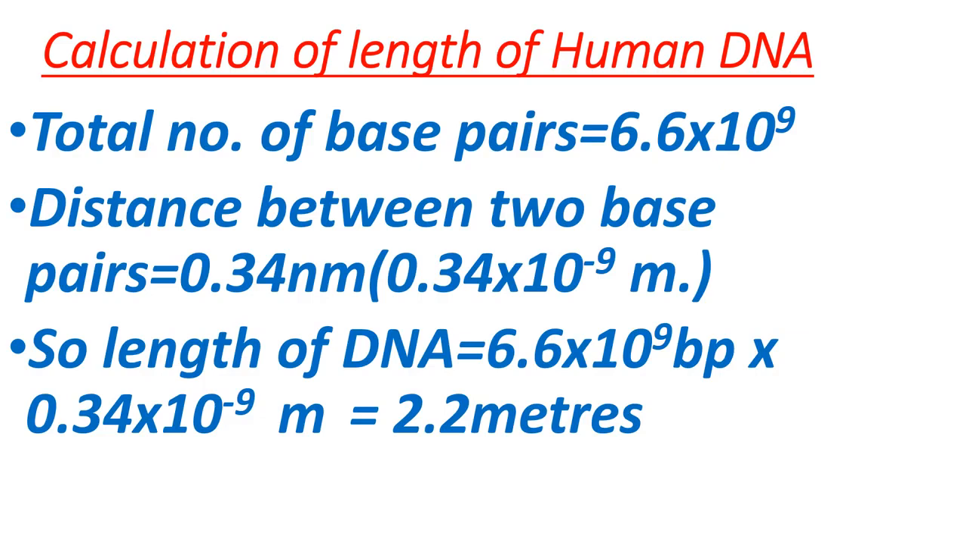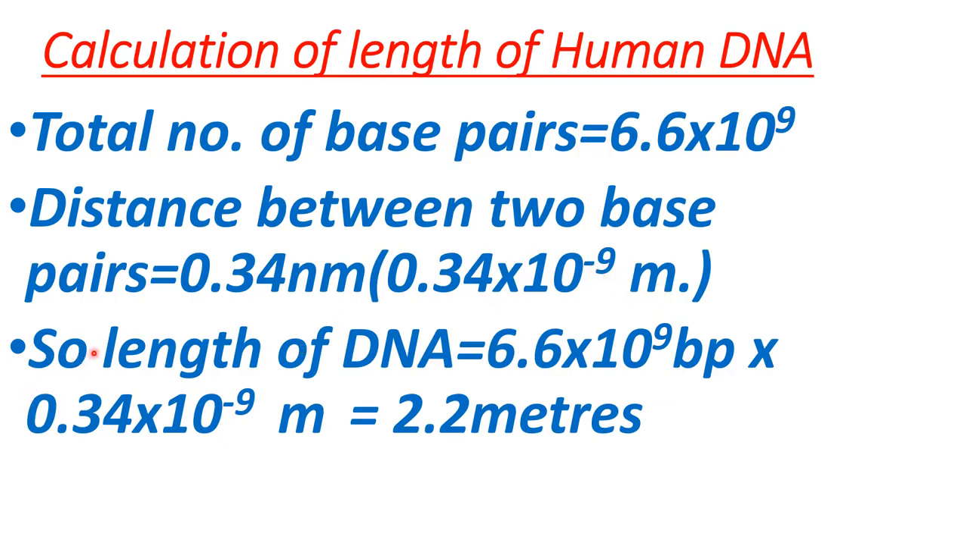Total number of base pairs in human genome is 6.6 into 10 to the power 9. These nitrogenous base pairs are present in human DNA in one cell, in the diploid set of chromosomes. Now, the distance between two base pairs, you know from the double helical structure of DNA, is 0.34 nanometer, or 0.34 into 10 to the power minus 9 meter. Nanometer can be written as 10 to the power minus 9 meter.